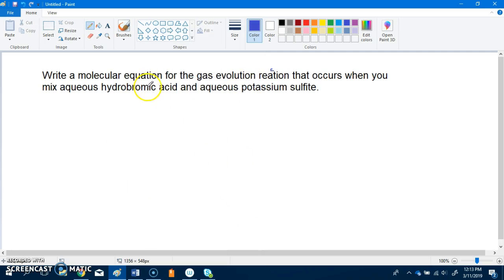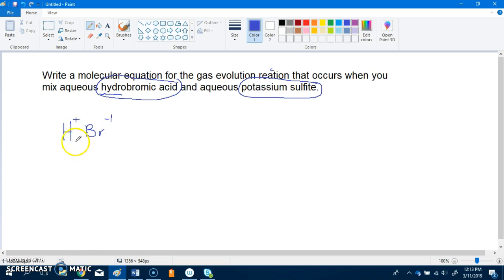The first thing I'm going to do is write a formula for hydrobromic acid, and I'm also going to write a formula for potassium sulfite. I should have added that you will also need page 152, how to write formulas for acids. So first of all, hydrobromic acid is a binary acid with two elements, and how I know that is that binary acids start with the word hydro. So that's going to be hydrogen, which has a charge of +1, and bromine, which has a charge of -1.